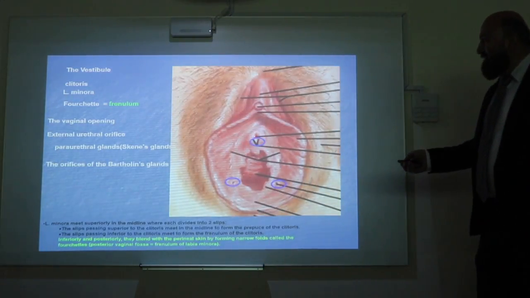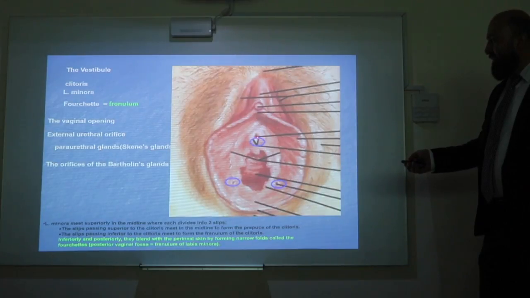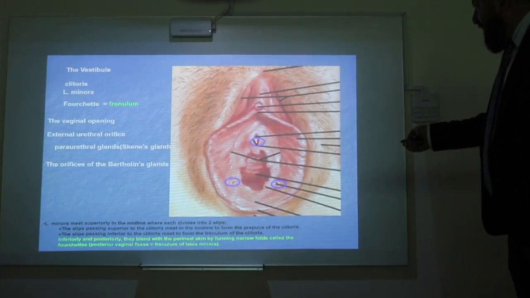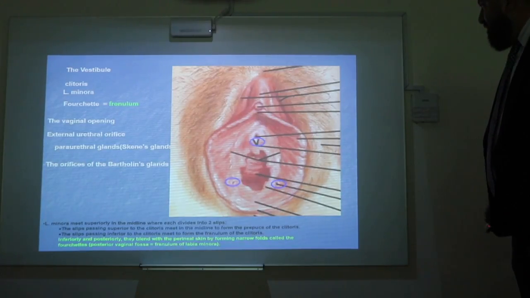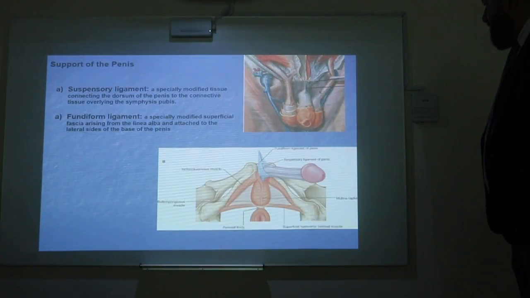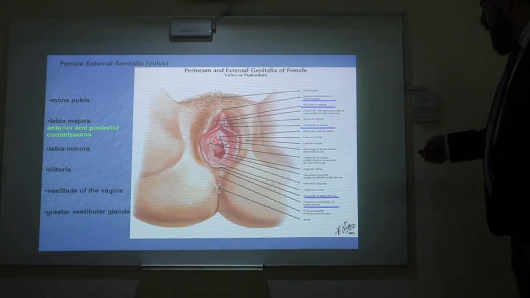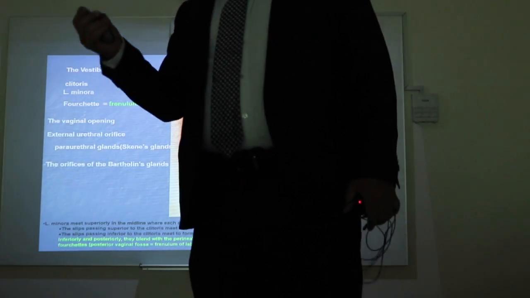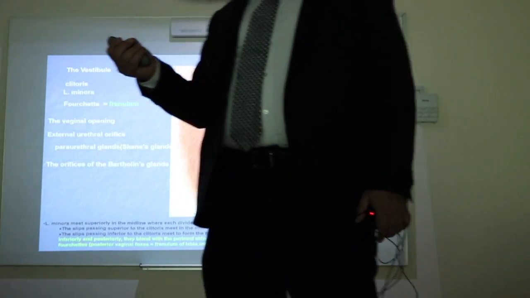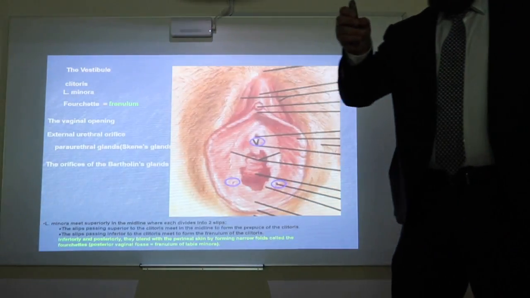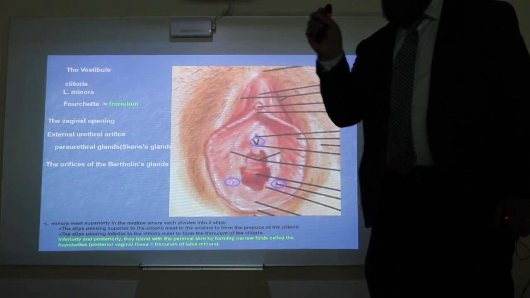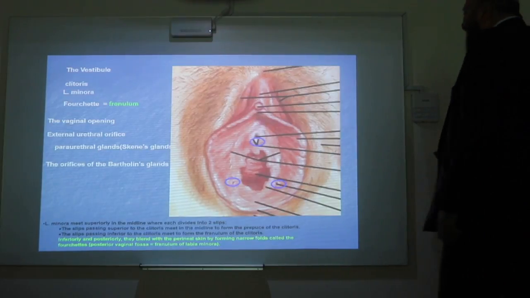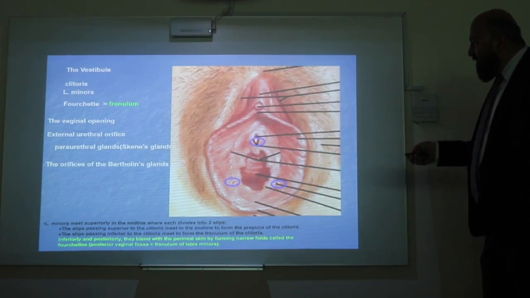So what is this? Urethral opening. Now underneath the urethral opening we have two tiny openings here. They are openings for the paraurethral glands. We call them Skene's glands. On the anterior wall of the vagina, close to the lower end of the urethra, we have glands that secrete mucus. We call them Skene's glands, and they open just below the urethra.